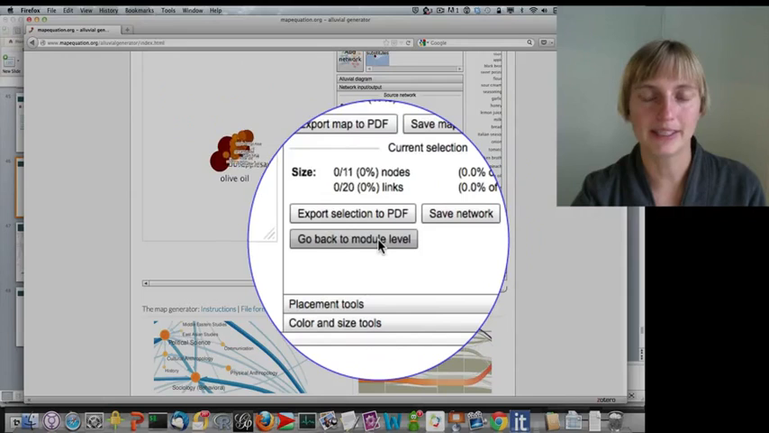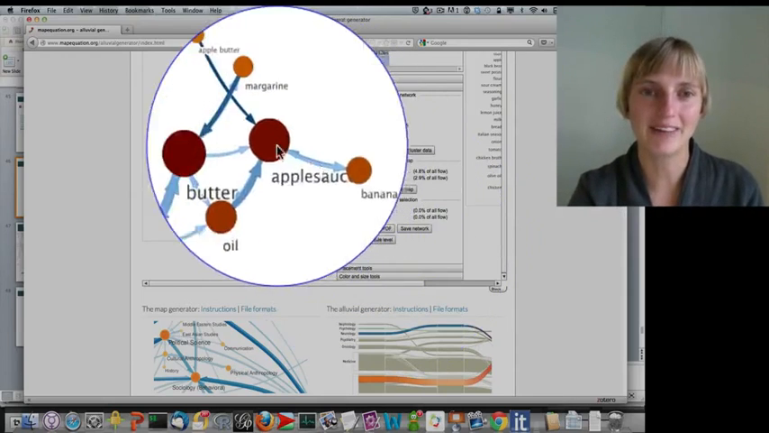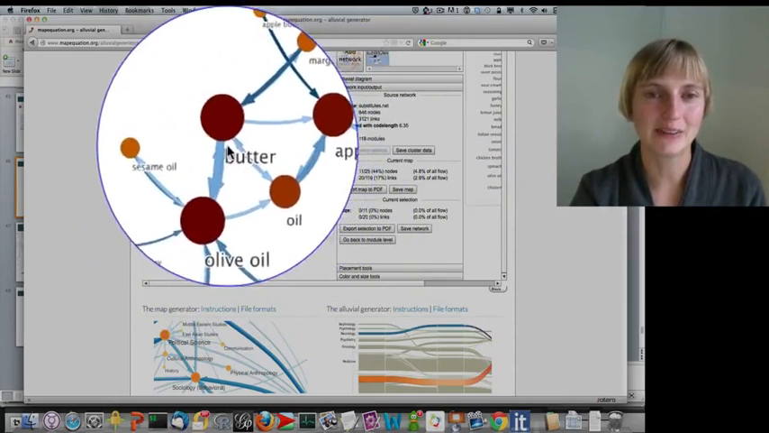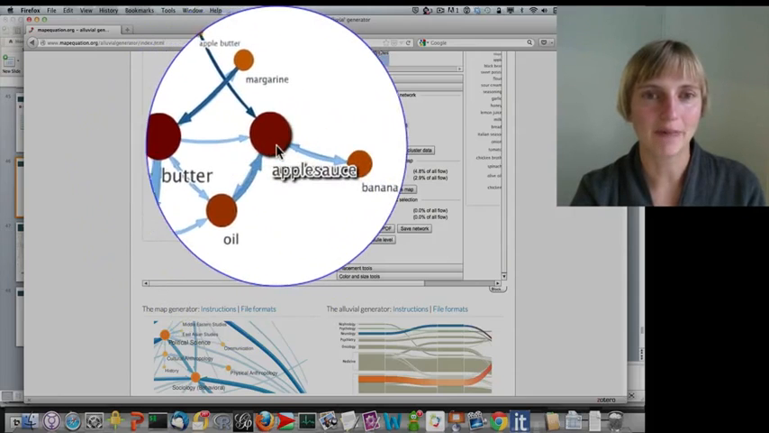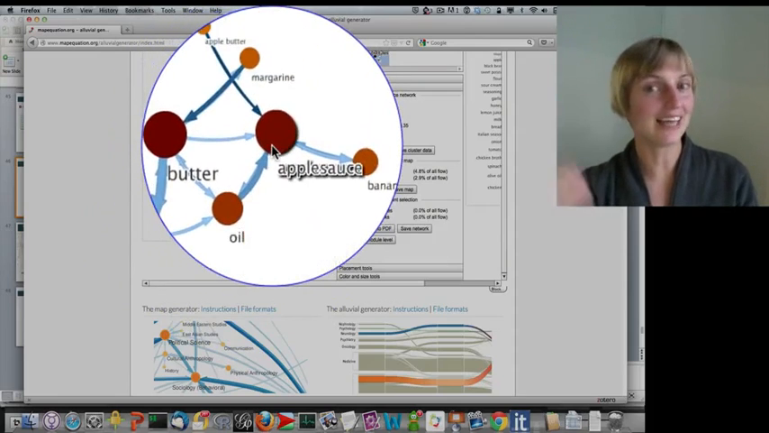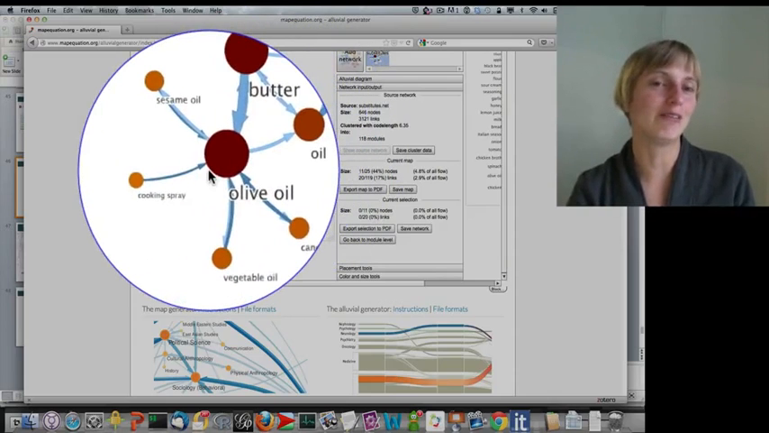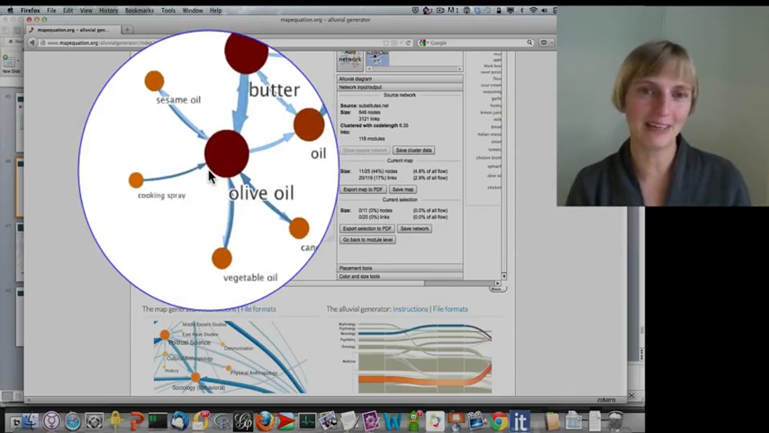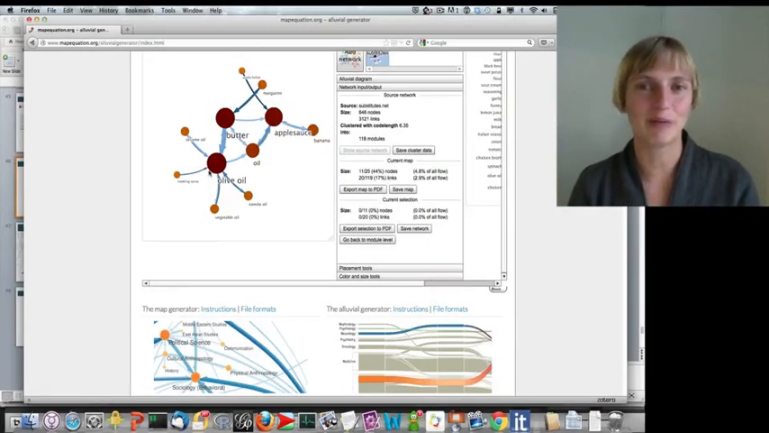Now, let me see if I can find, there's a neat kind of subgraph. Explore subnetwork. Cool. So here we have the subnetwork of the most common substitutions. So it looks like maybe applesauce is common both for butter and oil, but not, as I said a second ago, for olive oil, right? So maybe if you're putting in the extra effort to use olive oil instead of any old oil, you're also less likely to then go for the applesauce, which may be lower calorie, but maybe doesn't taste as good as olive oil.